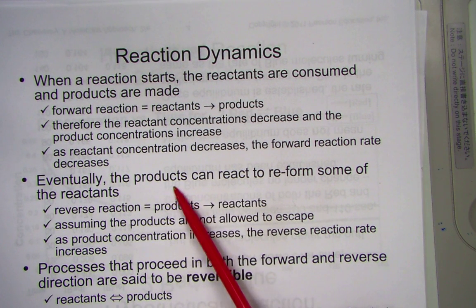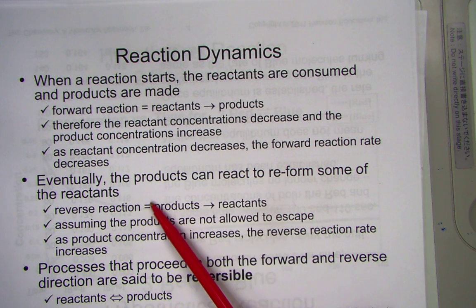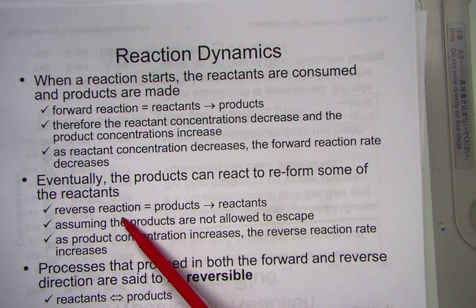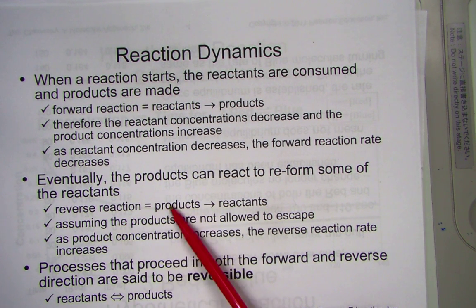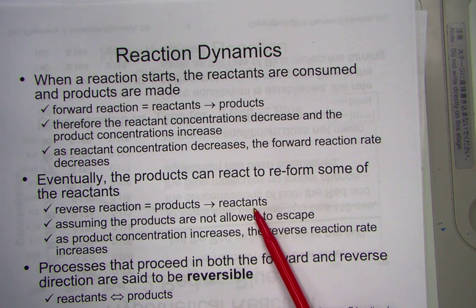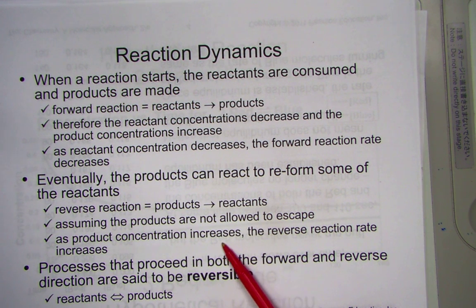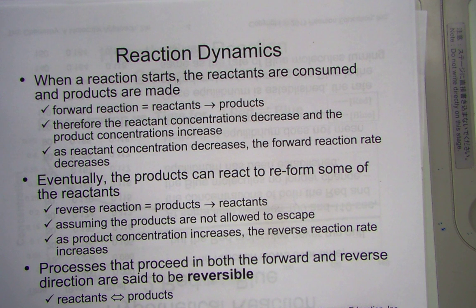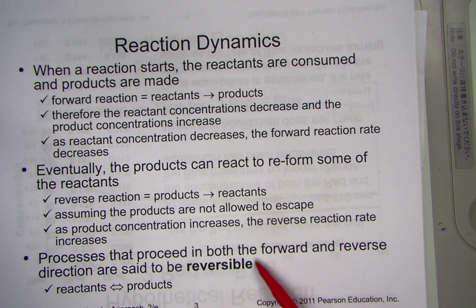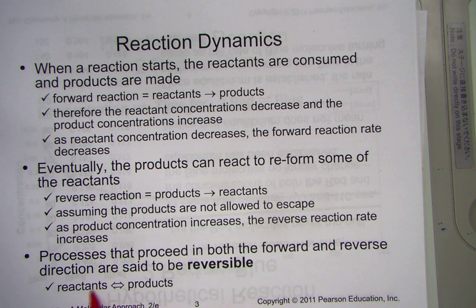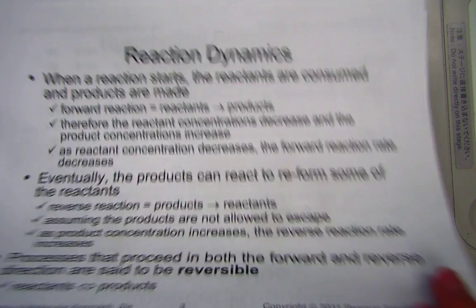Eventually, we'll see that the products start to react and reform some of those original reactants. And we see that as a reverse reaction, where the products go back to the original reactants. Assuming the products are not allowed to escape the vessel, and as that product concentration begins to increase, the reverse reaction rate will increase. The processes that proceed in both the forward and reverse direction are said to be reversible. Where reactants form products over time, products will go back to the reactants. We have a forward and a reverse reaction occurring at equilibrium.